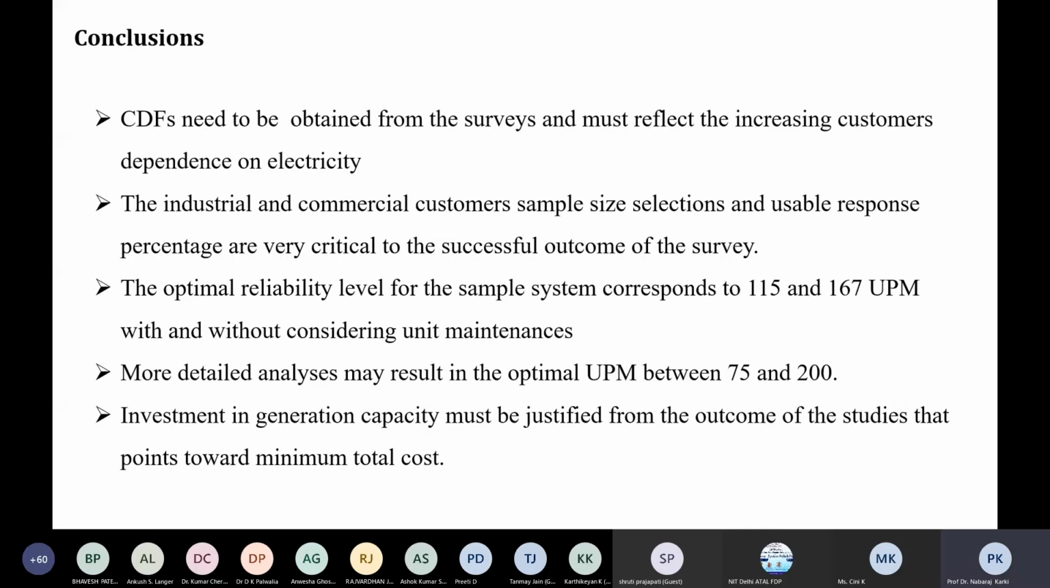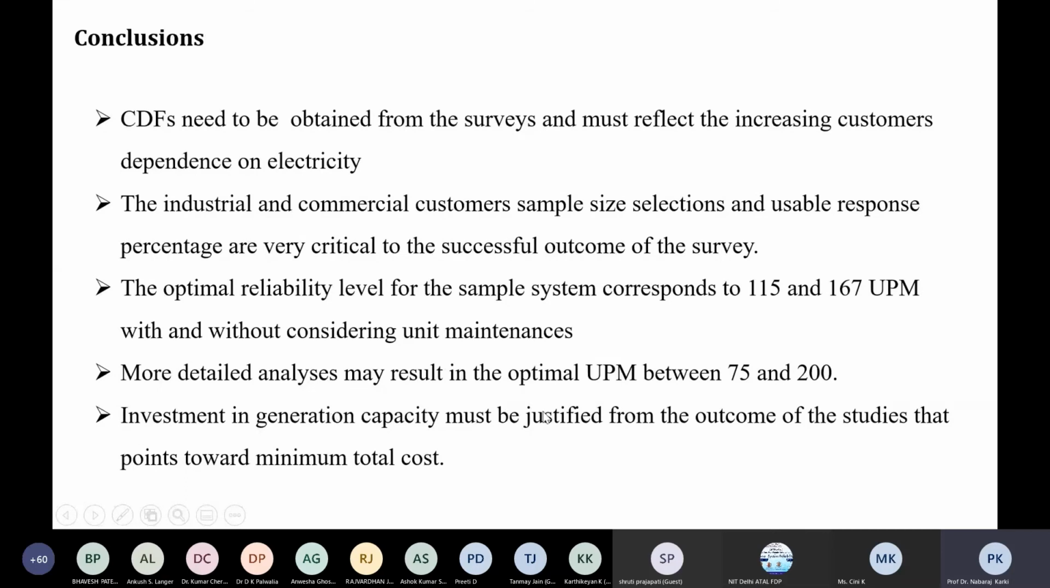dependence on electricity. The industrial and commercial customer sample size selection and usable response percentage are very critical to the successful outcome of the survey, because they form a very large share of the customers. There are few customers but they have a large percentage share in the total energy consumption. The optimal reliability level for the sample system corresponds to 115 to 167 UPM with and without considering unit maintenances. More detailed analysis may result in the optimal UPM between 75 and 200.